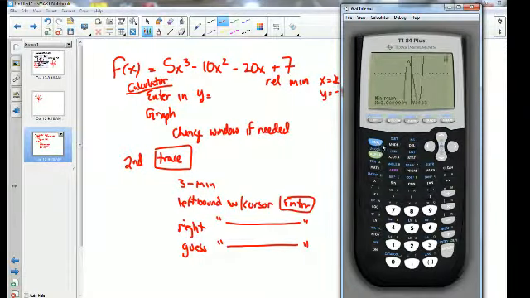It's the same process. Second, trace, second, go to maximum, and then do your left bound, right bound, and a guess. The calculator is not exact because of the pixelation of the screen. So the max is at negative 2/3, 14.4.